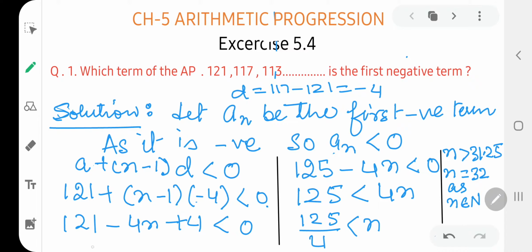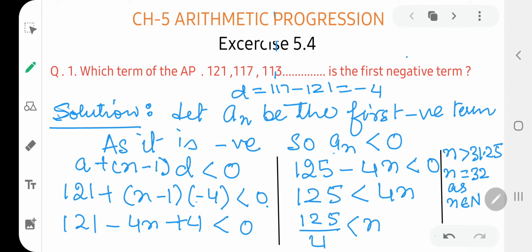Simplify by adding the positive terms. So this is 125 minus 4n is less than 0. Take this 4 to the other side. So n is equal to 125 divided by 4. This shows that n should be greater than 31.25.